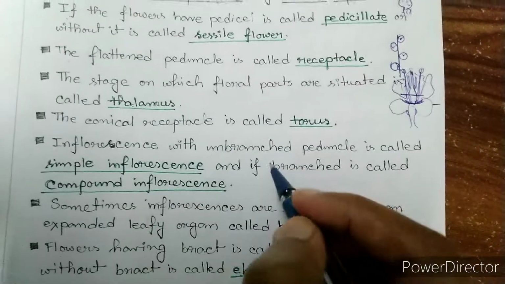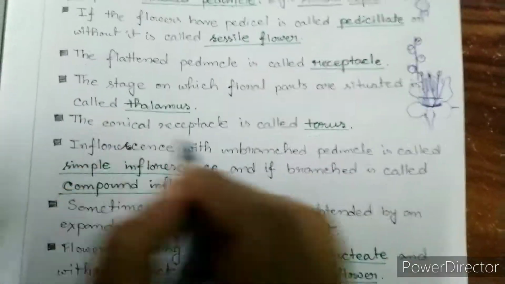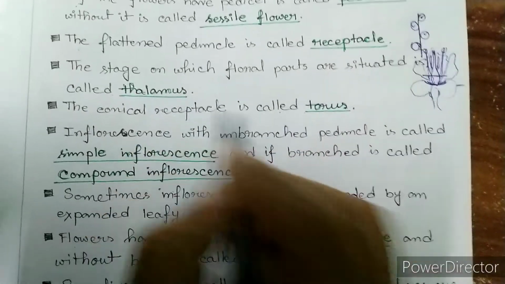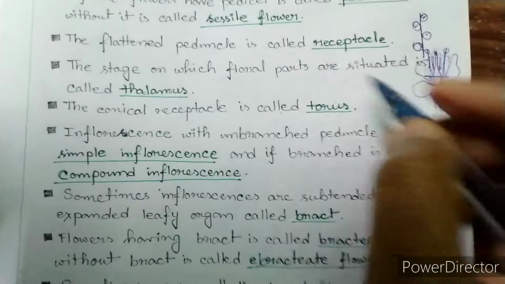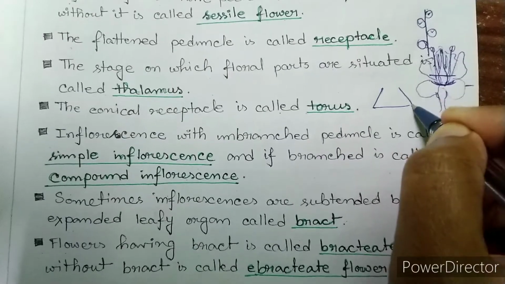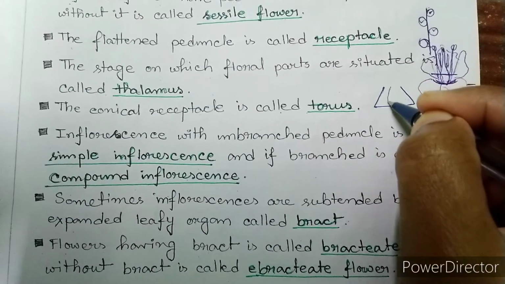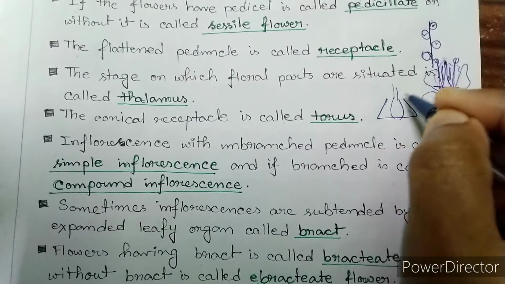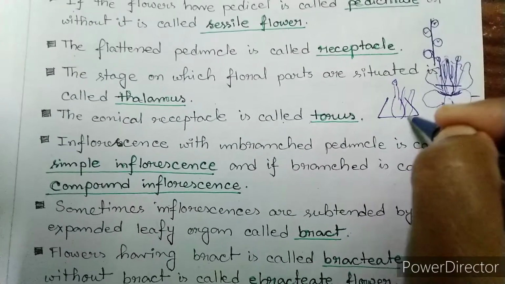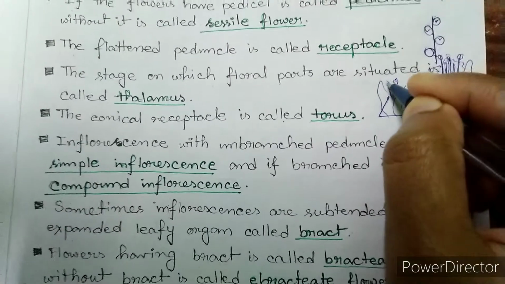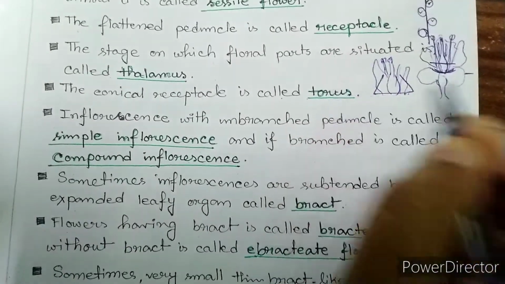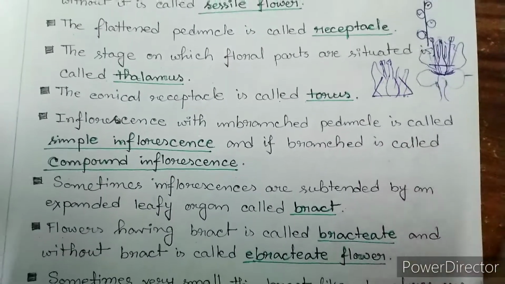Next we discuss torus. Conical receptacle is called torus. Whenever you think about a conical receptacle, we know what a conical shape is, but when the receptacle looks like a conical shape, like this one, and all the floral parts like androecium, gynoecium, corolla develop from here, then we call this torus. This type of receptacle is called torus.